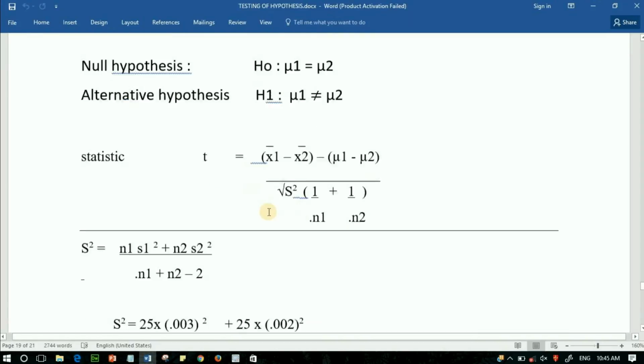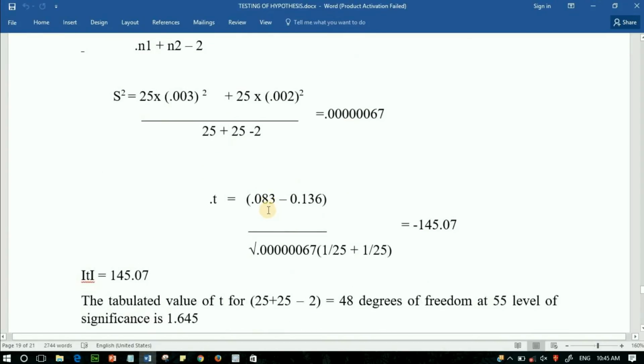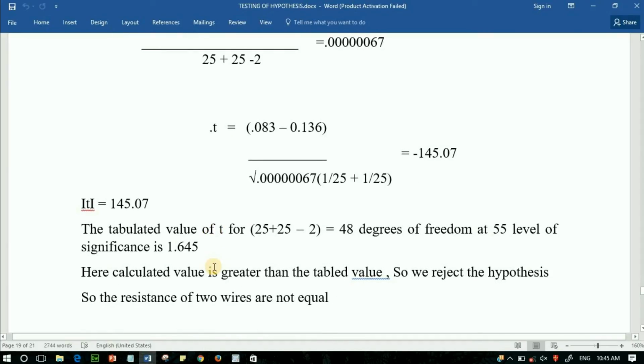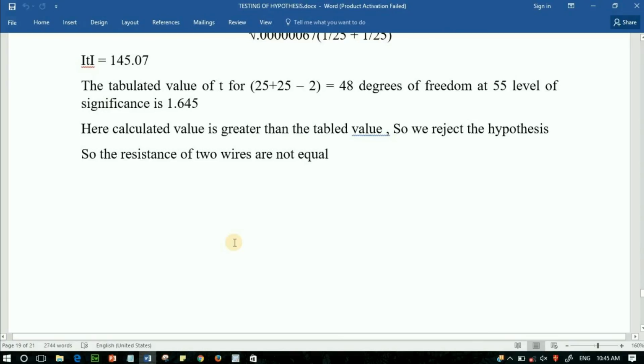Then applying the formula, we get t is equal to 0.83 minus 0.083 minus 0.136 divided by the square root of this, which is equal to minus 145.07. So we take the absolute value, which is always positive. For the table value we look at n1 plus n2 minus 2, that is 48 degrees of freedom at 5% level of significance. Here the calculated value is greater than the table value, so we reject the null hypothesis. So the resistances of the two wires are not equal.